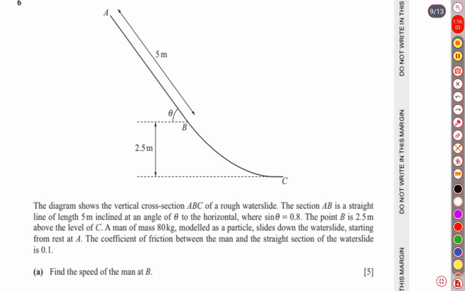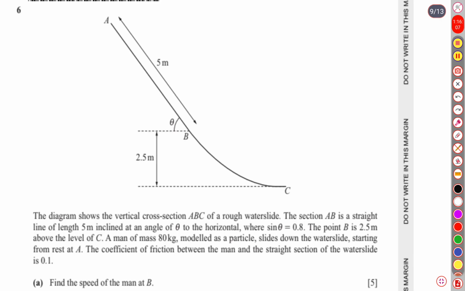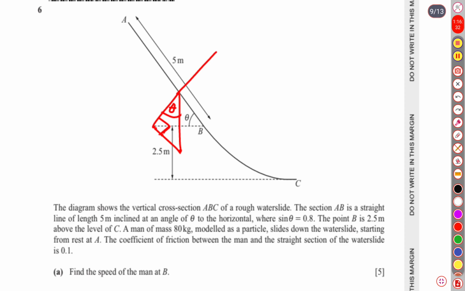So first we will have to calculate along the section AB. Since the slide is not smooth, rather rough, first of all we'll have to find the normal reaction. Before finding the normal reaction we will have to complete the diagram. Let me complete the diagram. Suppose the person is over here. So this is our diagram. Then let's find the normal reaction force.